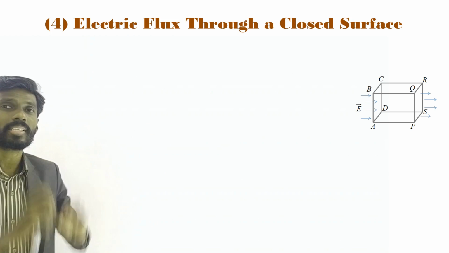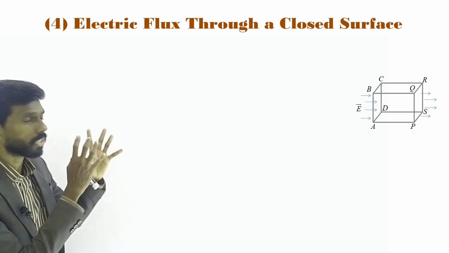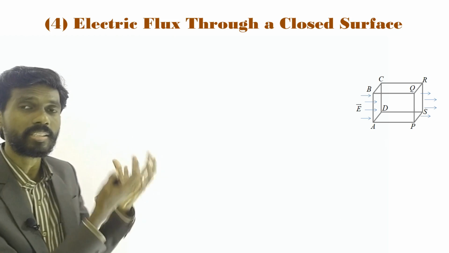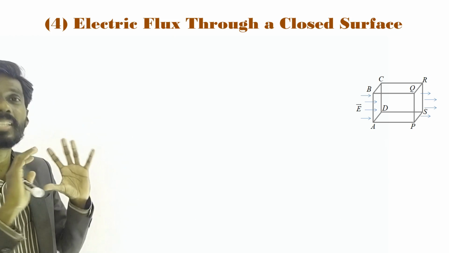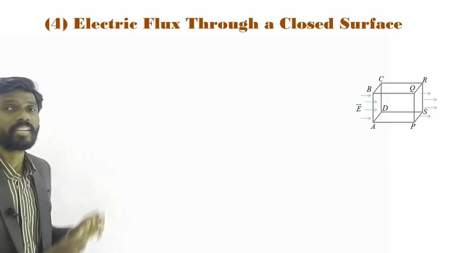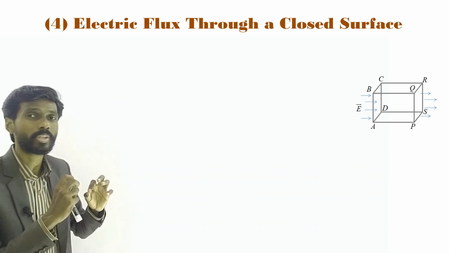Now let us find the electric flux. This is a combination of many surfaces. It looks like one surface, but it's a combination of many faces, right? This cube has 6 faces. You have to find the electric flux through all the 6 faces. So let us find the electric flux separately and then add all these values. We'll get the total electric flux.